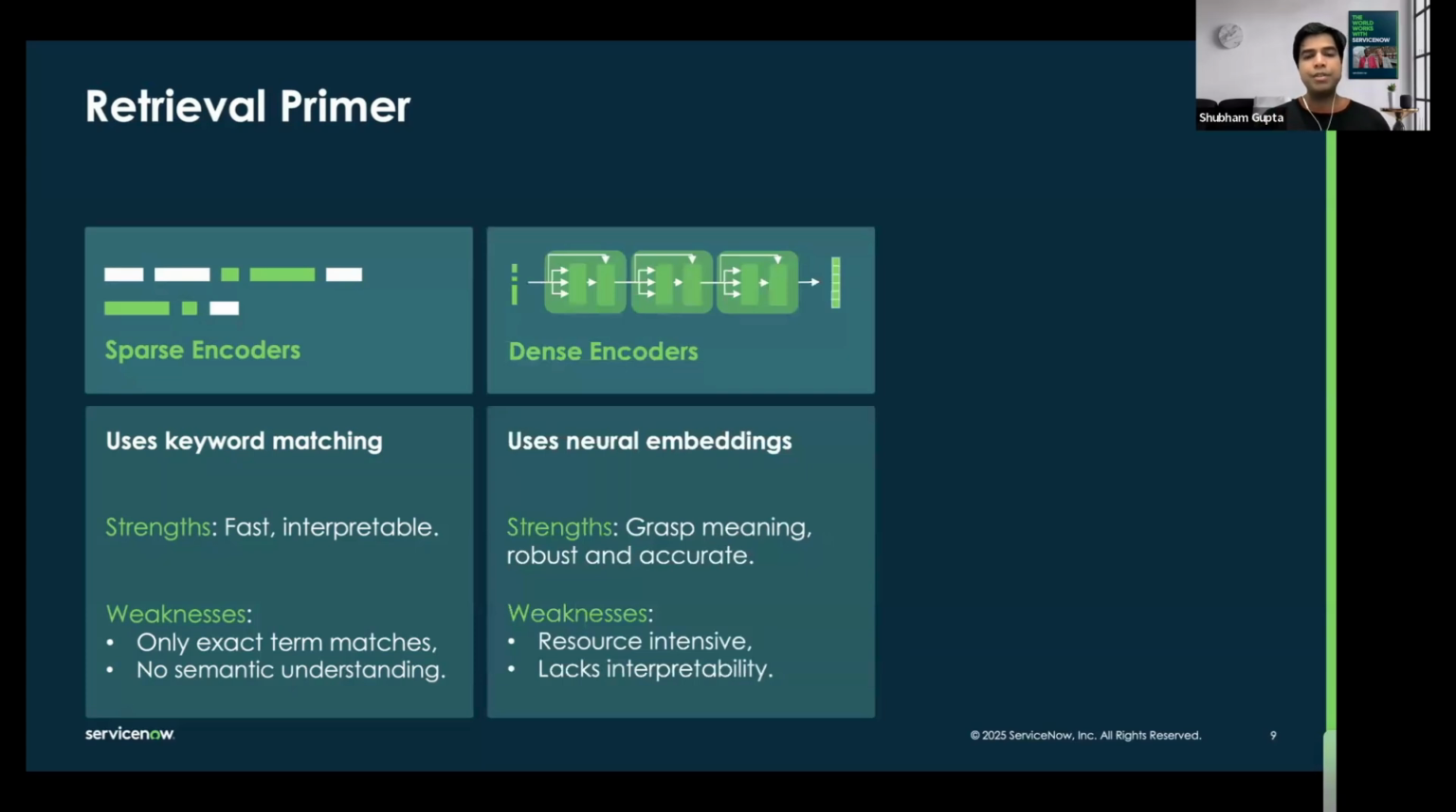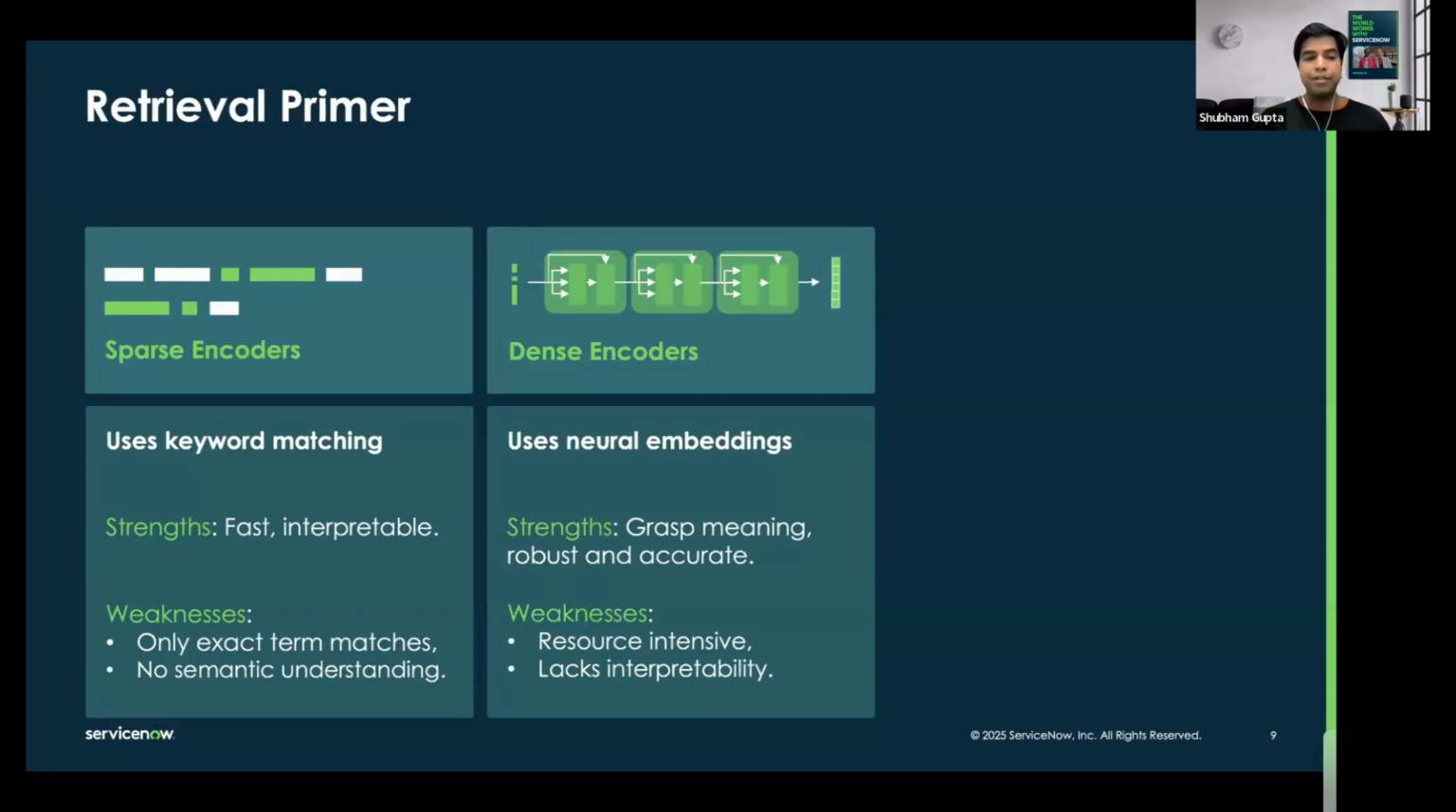The next generation of encoders is dense encoders, which mostly use complicated transformer models that take some text and convert it into an embedding, a representation in some continuous vector space of, say, 1,000 dimensions or 500 dimensions. And these embeddings are very knowledgeable. They're very succinct. They're very smart. Their strengths are that they grasp meanings. They are robust and they are accurate.